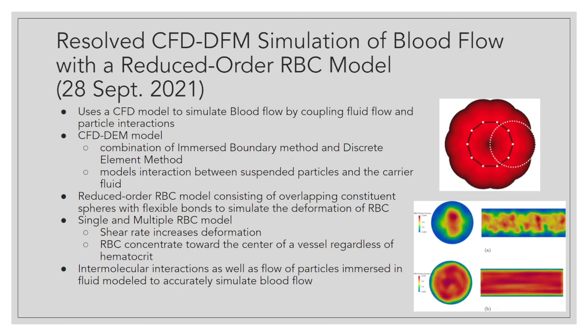Finally, this study simulated blood flow by coupling fluid flow and particle interactions by combining the immersed boundary method and discrete element method. It used a reduced order red blood cell model consisting of overlapping constituent spheres with flexible bonds to simulate the deformation of the red blood cells. And it also used single and multiple red blood cell models to show that the shear rate increases the deformation of the red blood cell and that they concentrate towards the center of a vessel regardless of hematocrit, as seen in this illustration.